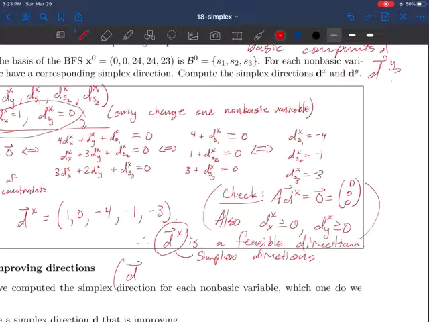Okay, so I'm going to stop here. And for the assessment, I want you to calculate dy at this x0.